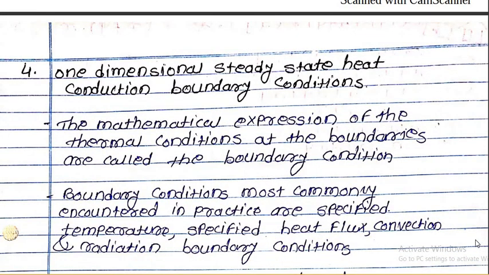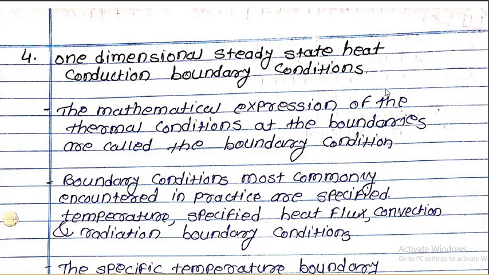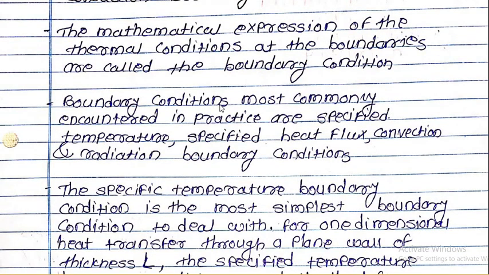Now the next point of this chapter is one-dimensional steady state conduction boundary conditions. Mathematically, the expressions of the thermal conditions at the boundaries are called the boundary conditions. The mathematical expressions at the boundaries of the control volume are called boundary conditions. The boundary conditions most commonly encountered in practice are the specified temperature, specified heat flux, convection and radiation boundary conditions.